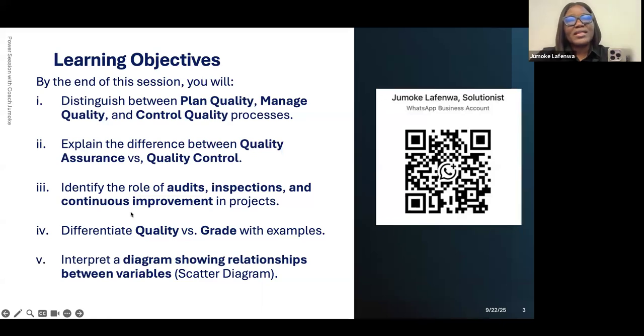Today's learning objectives will be, at the end of this session, you will be able to distinguish between planned quality, managed quality, and control quality processes. 2, you will be able to explain the difference between quality assurance and quality control. 3, you will be able to identify the role of audits, inspections, and continuous improvements in projects. 4, you will be able to differentiate between quality and grade with some examples. 5, you would be able to interpret a diagram showing relationships between variables, and that is scatter diagram, from the word scatter.